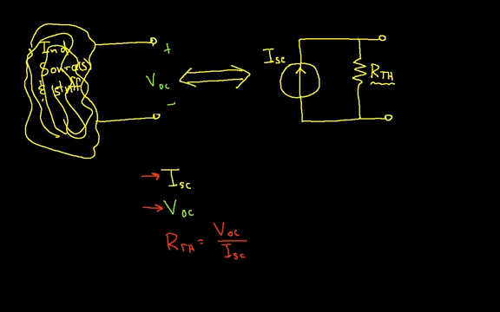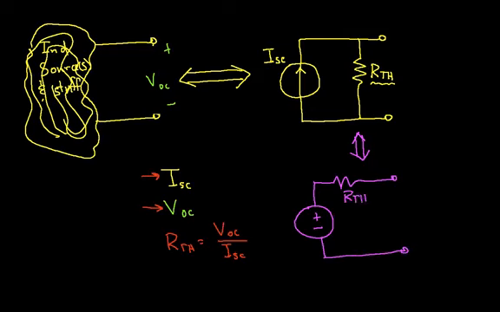One thing that is useful to note is that there is a relationship between the Norton equivalent circuit and the Thevenin equivalent circuit. So if I draw the Thevenin equivalent circuit, it looks like this. These two are equal, and this voltage is the open circuit voltage, but I can also write it as RTH, the Thevenin equivalent resistance, times the short circuit current.